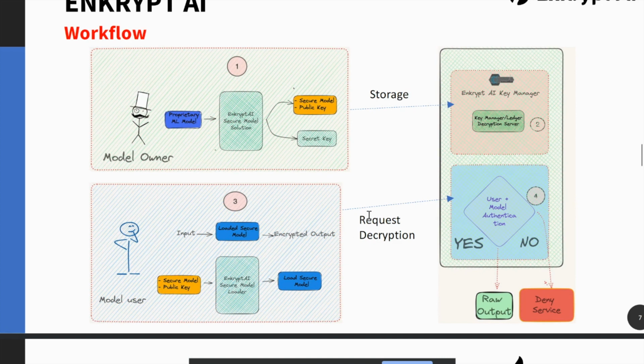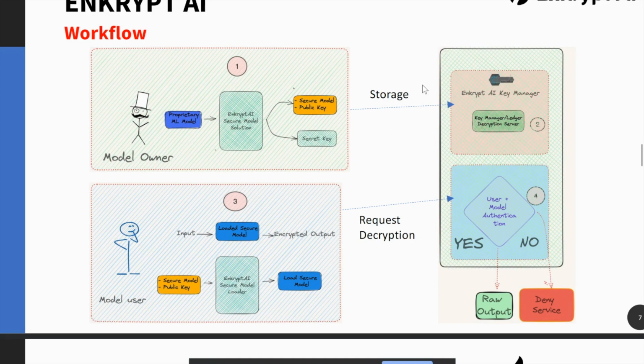Now it sends the request over to the key manager, which can then decrypt your responses and give you back your raw outputs. While it does this, it can also authenticate, authorize, track usage, and also permissions and subscriptions if that's what the model owner would like.